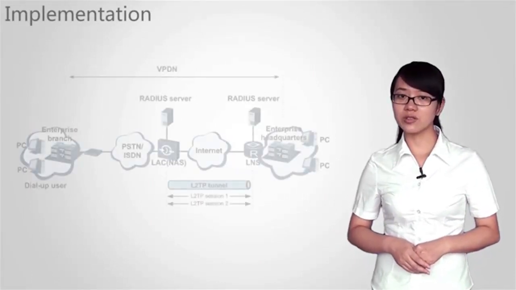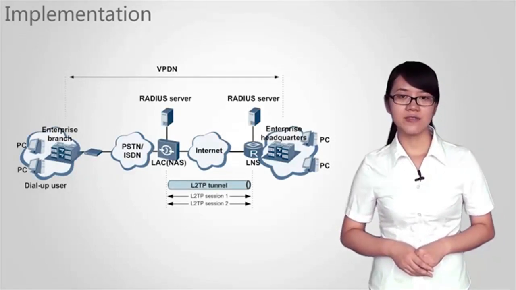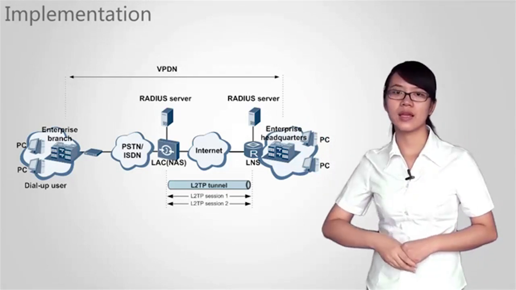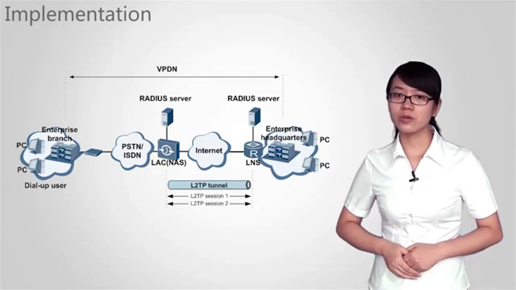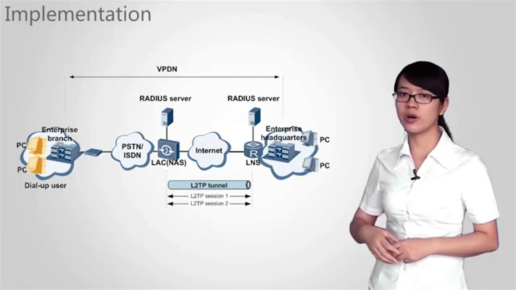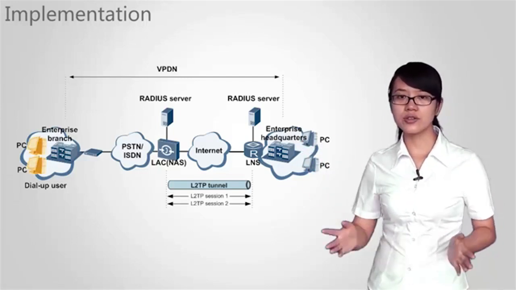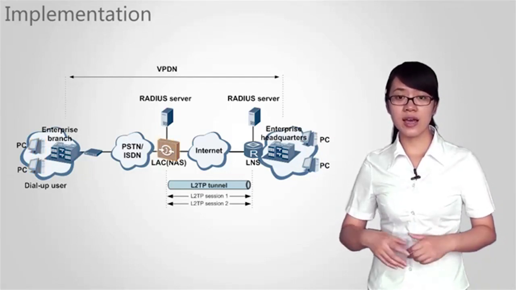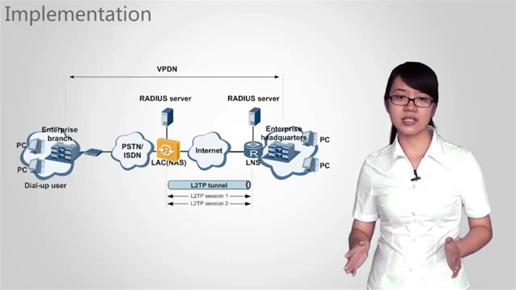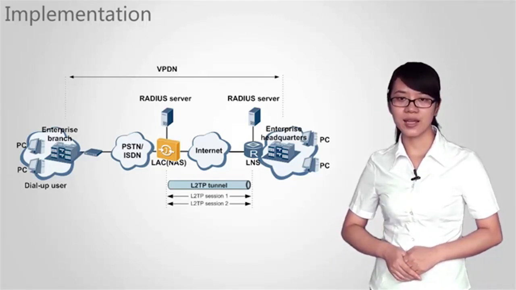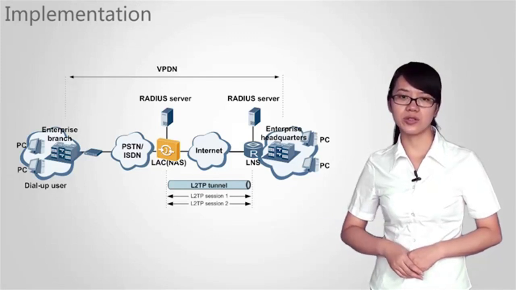Next, I will explain L2TP implementation. First, let's look at an L2TP network. This is a typical L2TP networking diagram. The PPP terminal on the branch is used by remote users to dial up through PPP. The NAS is the access device provided by the carrier on the PSTN or ISDN. It is the nearest to the remote user.